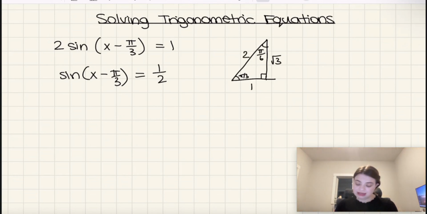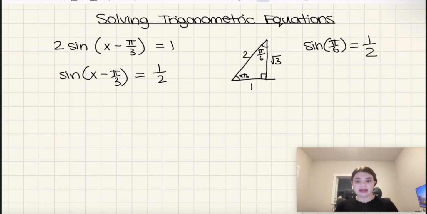And so as you can see, the sine of pi over 6, right? The sine of pi over 6, according to this special triangle, is equal to 1/2.